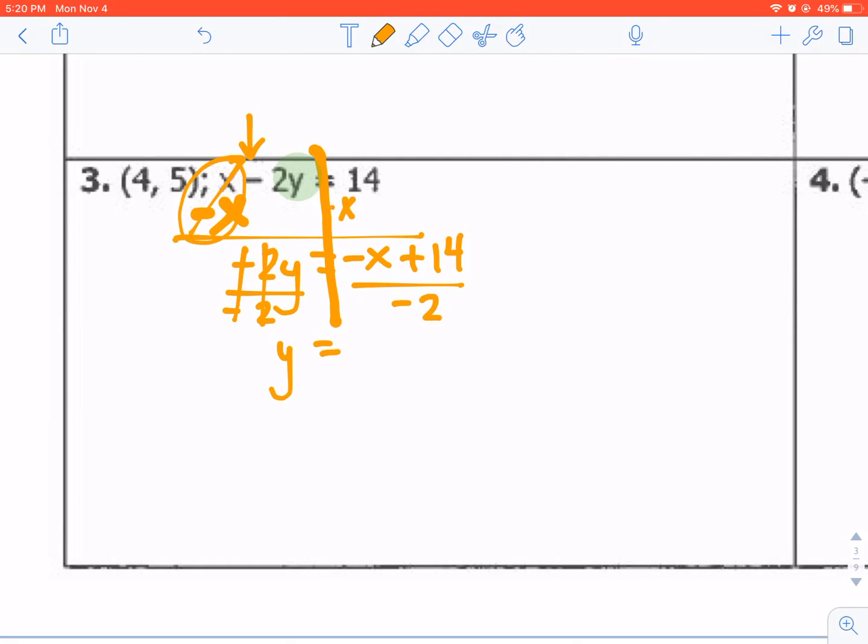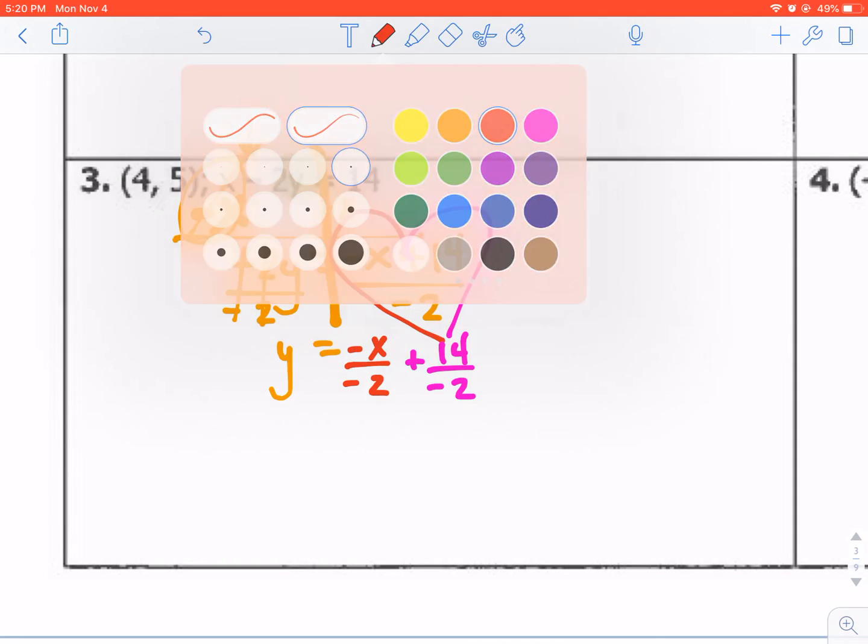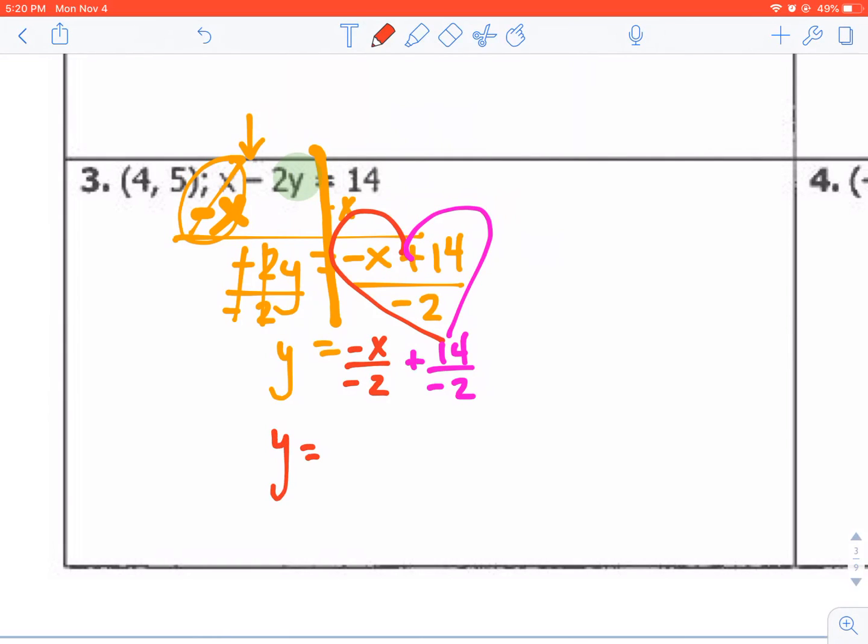So you have y equals, and then from here, we're going to do our heart. And we have negative x over a negative 2. And when you do the other side of your heart, you have a positive 14 over a negative 2. And then we're going to simplify this so that we have y equals, and then a negative divided by a negative right here. A negative divided by a negative will give you a positive, and we can also say that's a 1x, so we have a positive 1/2 x.